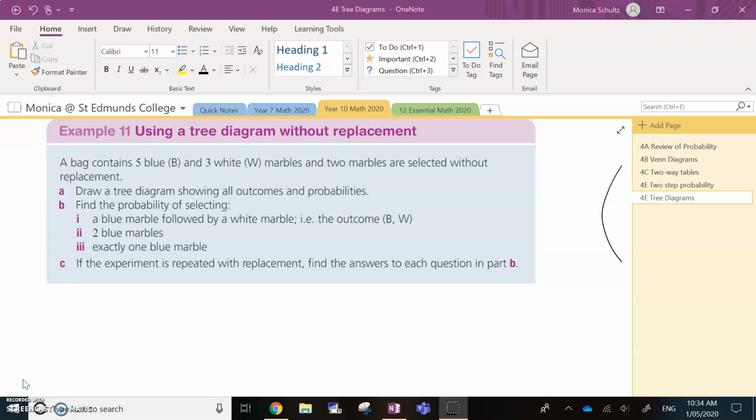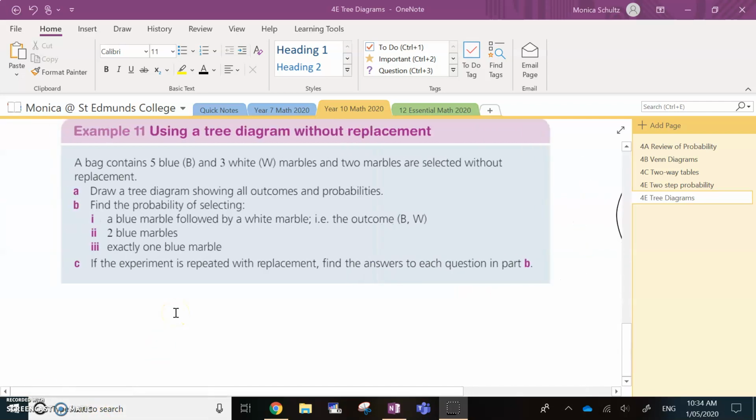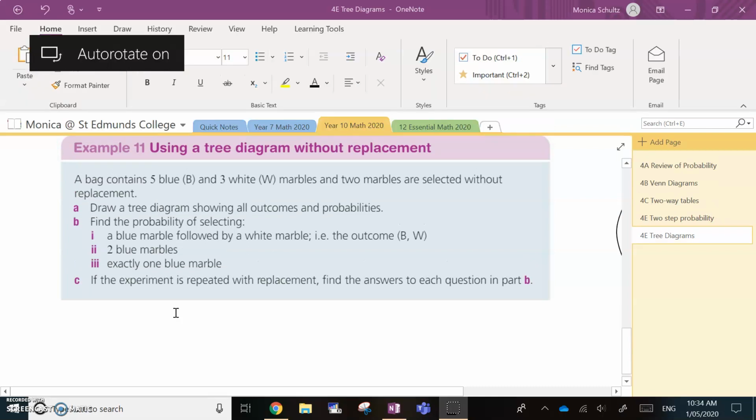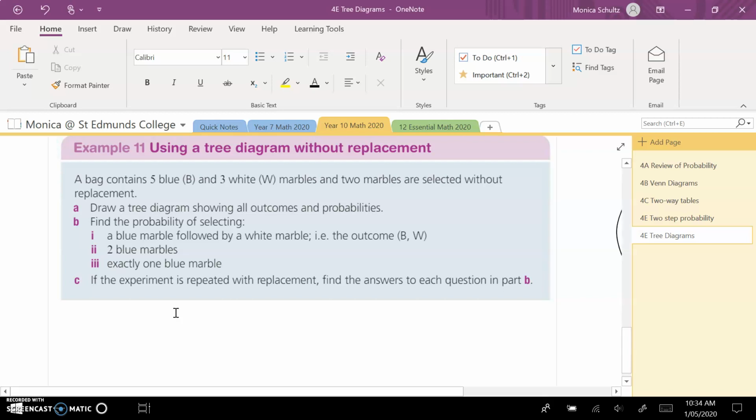So for this example, we have a bag containing 5 blue marbles and 3 white marbles, and I've drawn a little sketch of it over here. So you're going to select 2 marbles without replacing any. So the first step is we want to draw our tree diagram and all of our possible outcomes in our probability.